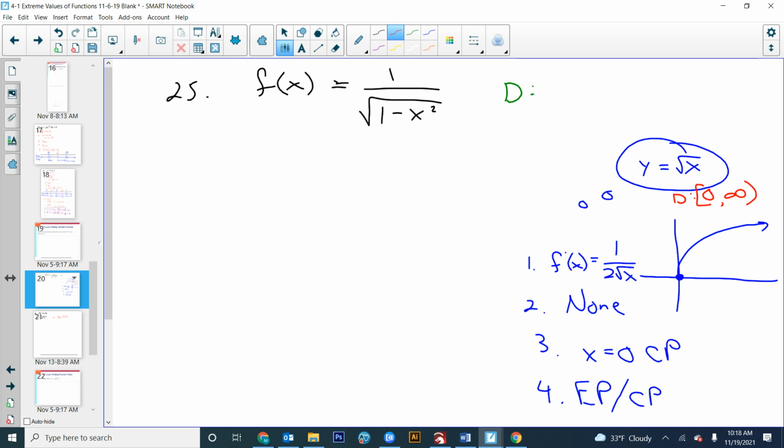Okay. Vertical tangent? That's kind of a weird one, because how could it have a vertical tangent if it didn't exist to the left? But is it vertical at that point? Is the slope infinity at 0? 1 over 0? Yeah, I would get on board with that.